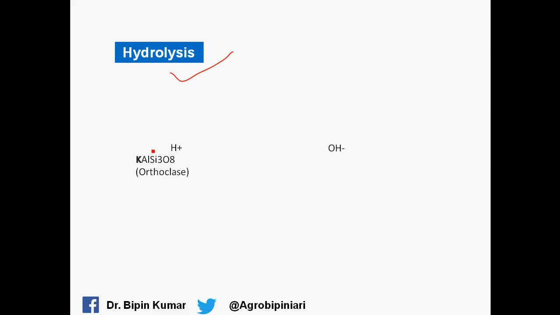Suppose here in the soil orthoclase is available. This hydrogen will replace the potassium, and this potassium will go and bind with the hydroxyl, and this will form potassium hydroxide. And here, this hydrogen replaces the potassium, so it will become acid silt clay. So this is one of the best examples of hydrolysis.